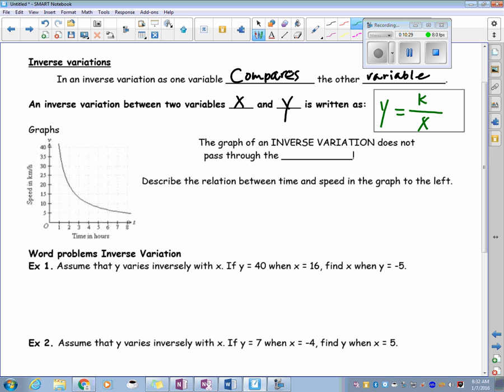So this is the graph of an inverse. The graph of the inverse variation does not pass through the origin. It never passes through the origin. And it's also a curve. Do you see that that's not a line? This is a curve. Okay, so if they say the words inverse variation, it's going to look like this. And it's going to have this division in it. Okay? The only problems they're going to put on the SOL for this are going to be word problems. So let's practice these word problems.